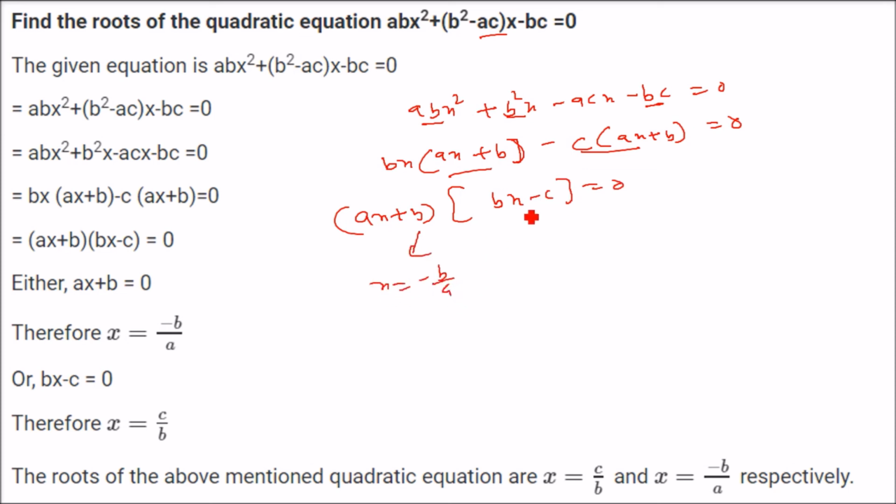From here x will be equal to minus b by a. From here x will be equal to c by b. So these are the solutions.